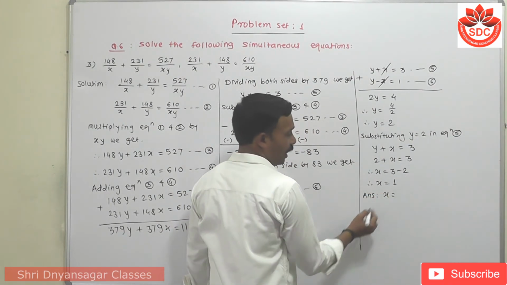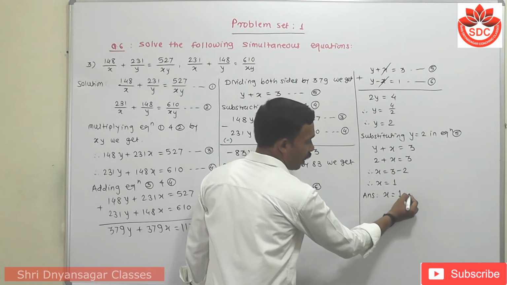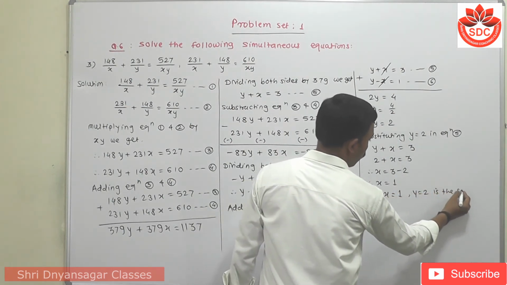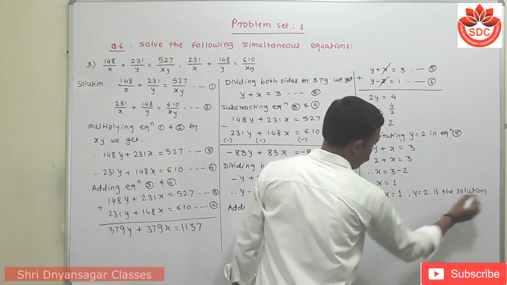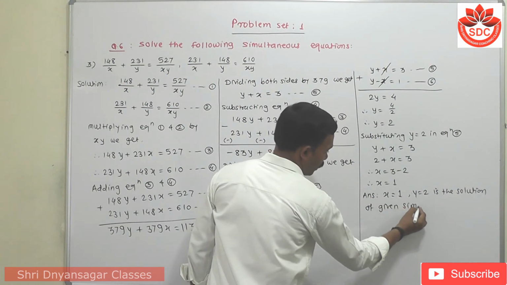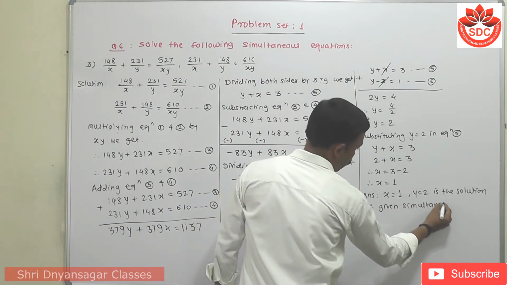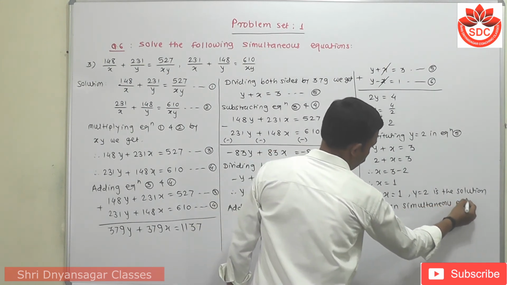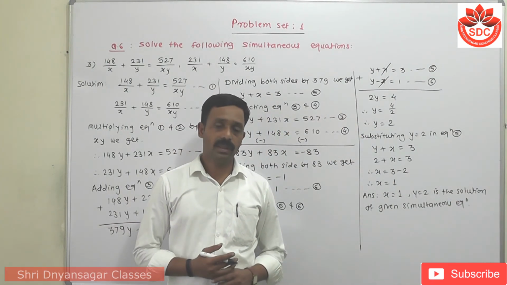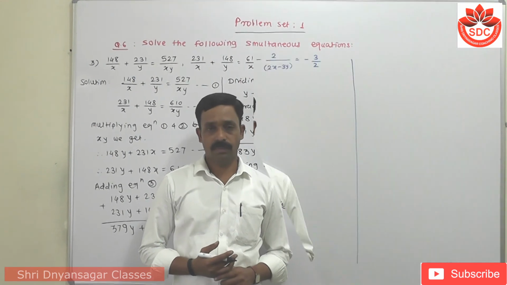Therefore, first write the x value. x equals 1, comma, y equals 2 is the solution of the given simultaneous equations. Can you understand this question? Okay, this is a very important question. Let's see the next question.